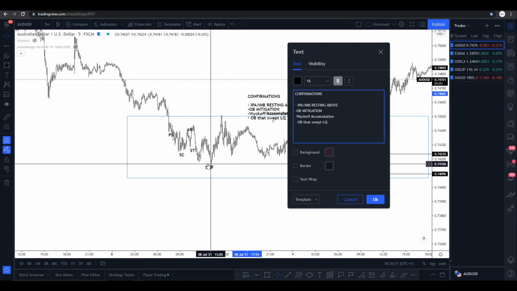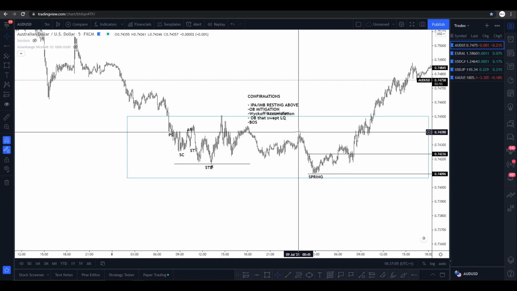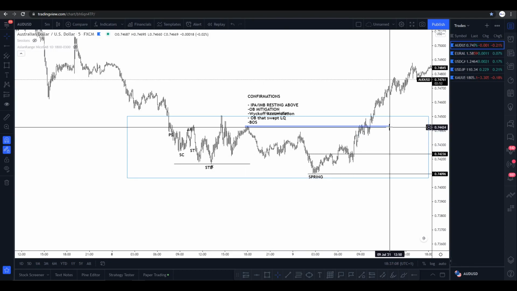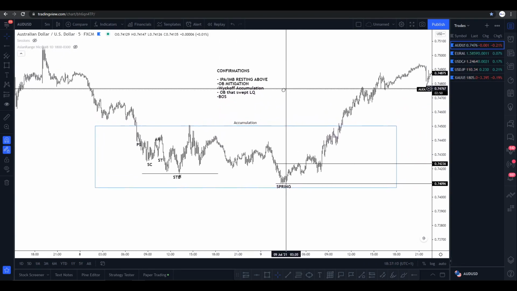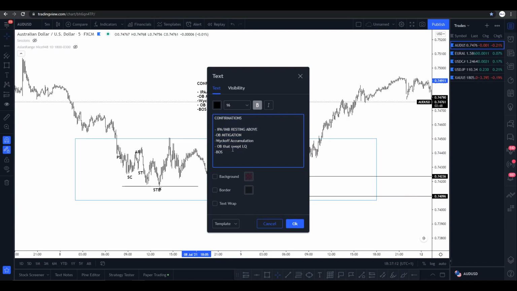Right over here, we have liquidity, equal lows, and the OB swept it. So this is a total of 4 confirmations. Fifth confirmation, BOS. Right, we have tons of break of structure right here. We have a ton of confirmations right now. So this is only 1, 2, 3, 4, 5 confirmations.